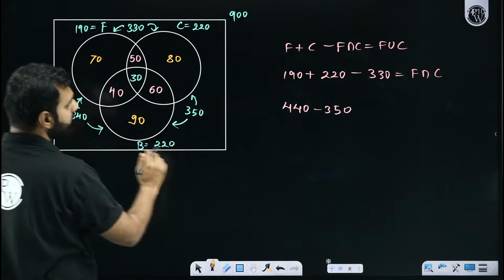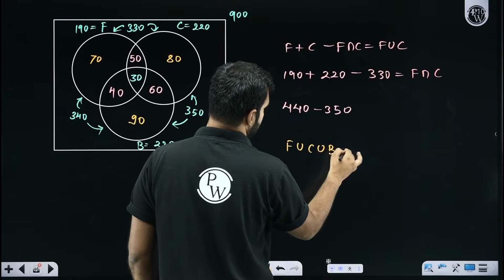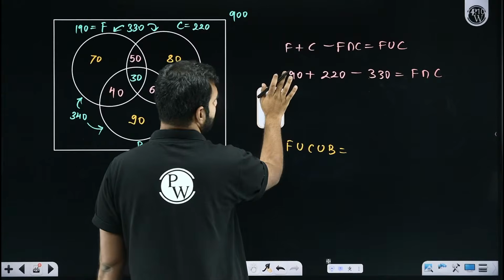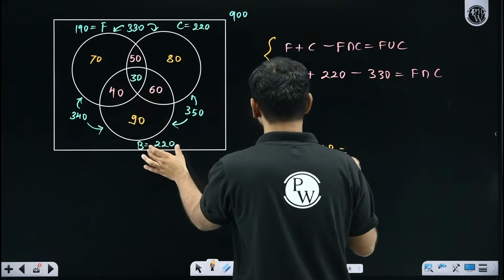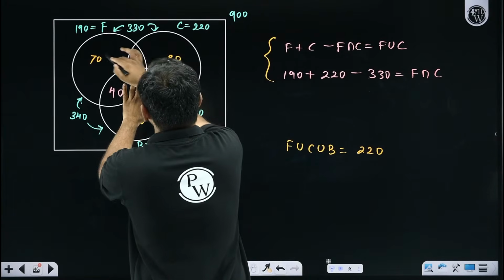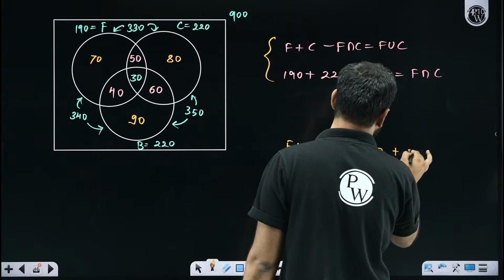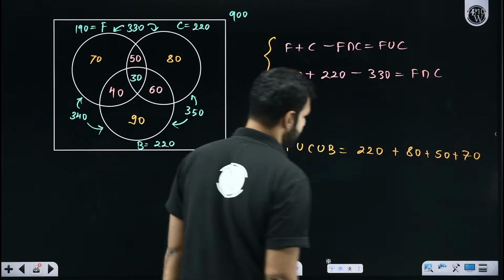I'm taking the union of F, C and B, right? So when I do that, this entire B is 220. With this, I'm left with 80, 50 and 70. Correct me if I'm wrong. I hope you are getting this.